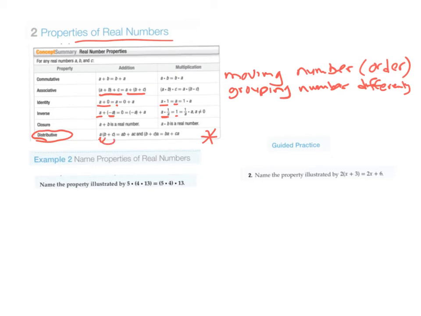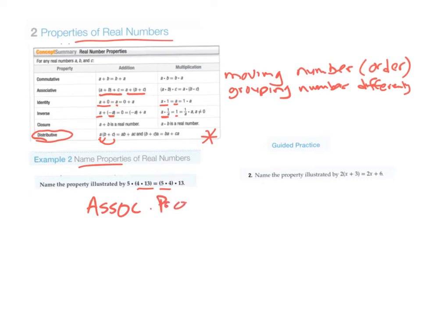So what we want to do is do the math, but then name the property that we have. So the first one we have right here is we have 5 times 4 times 13, but the grouping changes. So since the grouping changes, but the order is the same, this is called the associative property.